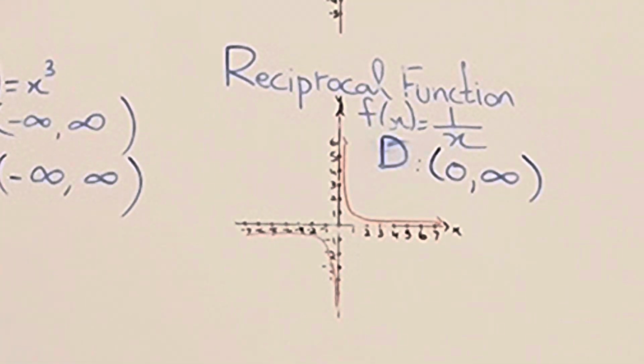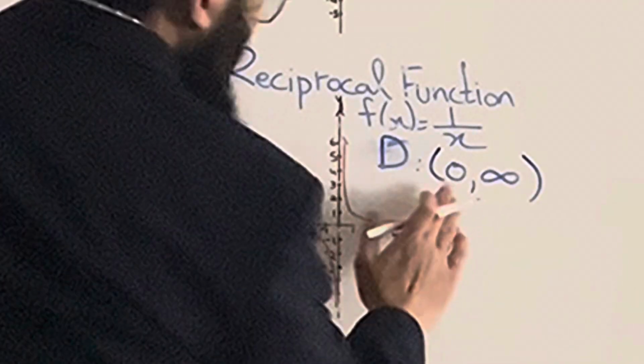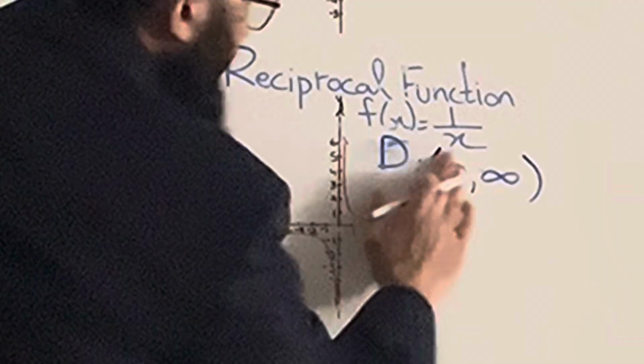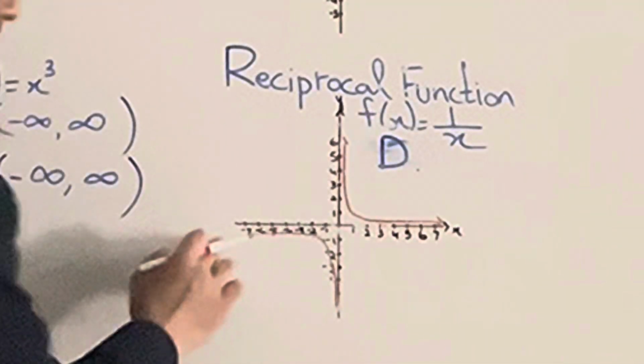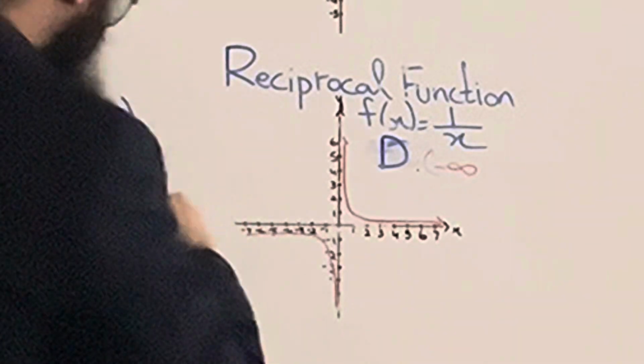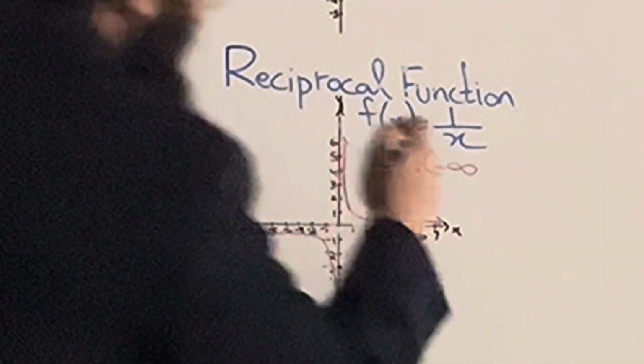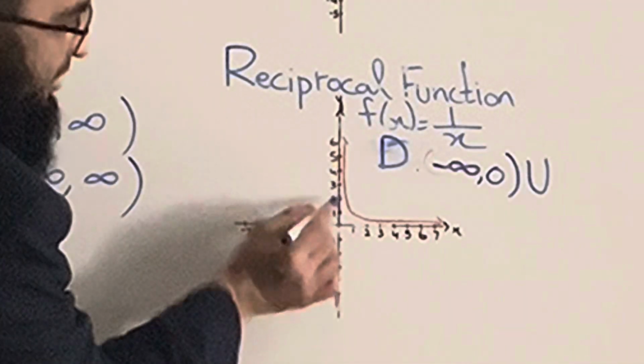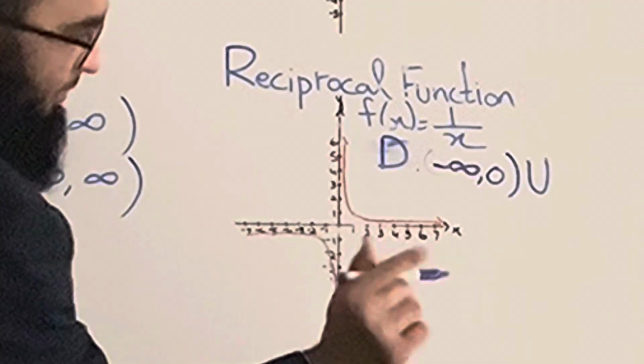It's approaching, but hence I would say that before I write this, I should write that the domain can also be from negative infinity till 0, not including 0, union, again from 0, not including 0, towards positive infinity.